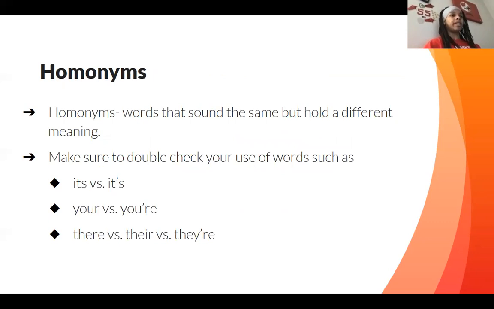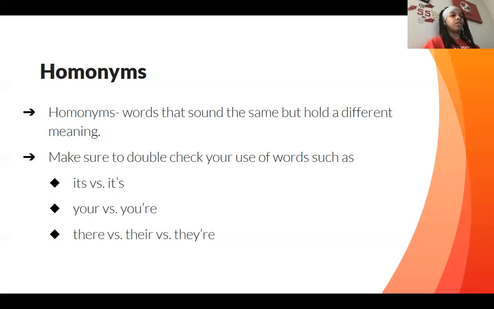Next, we have homonyms. Now, homonyms are words that sound the same but hold a different meaning. So with these, you have to make sure you understand the meaning of what it is you're trying to say, and you always have to double check your word. Some of the most common homonyms that always get mixed up are it's and its. The one with the apostrophe stands for it is, and the other one shows that it owns something. So, for example, it's a pencil, or it is a pencil, or it's not your fault.